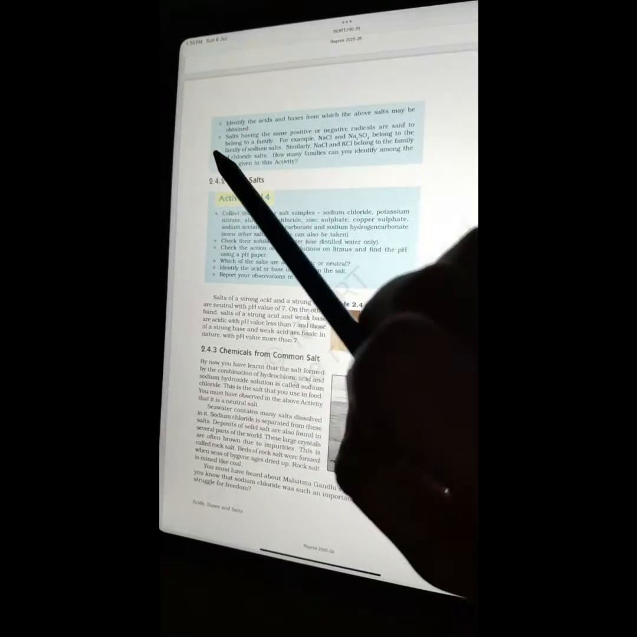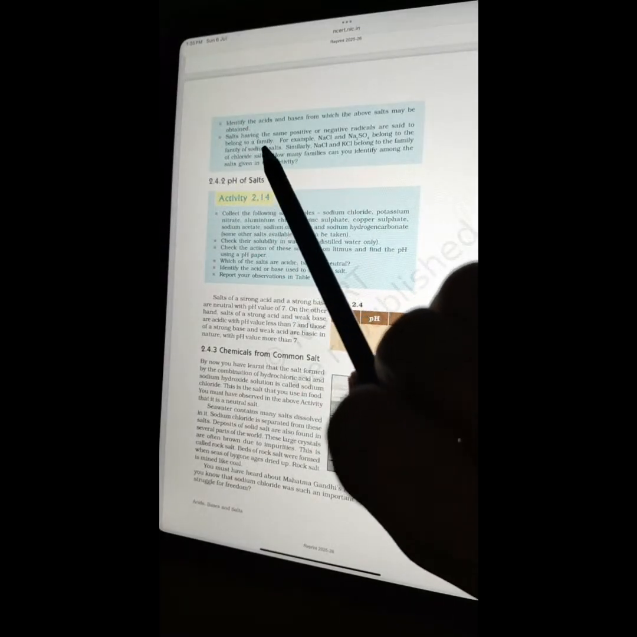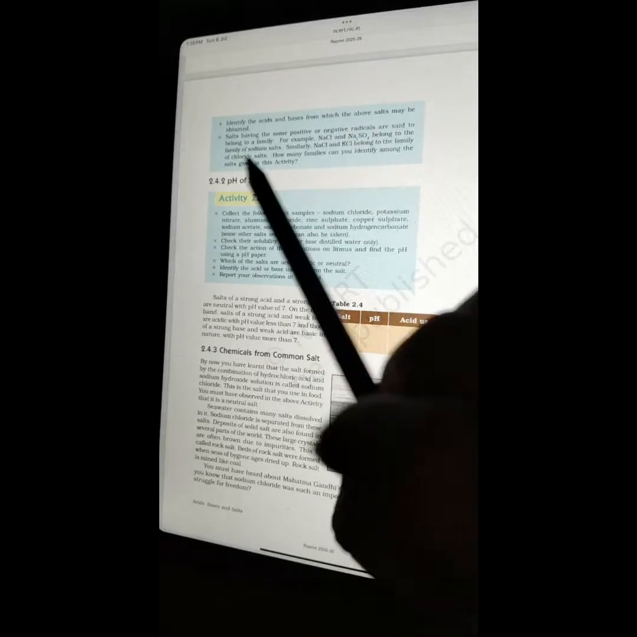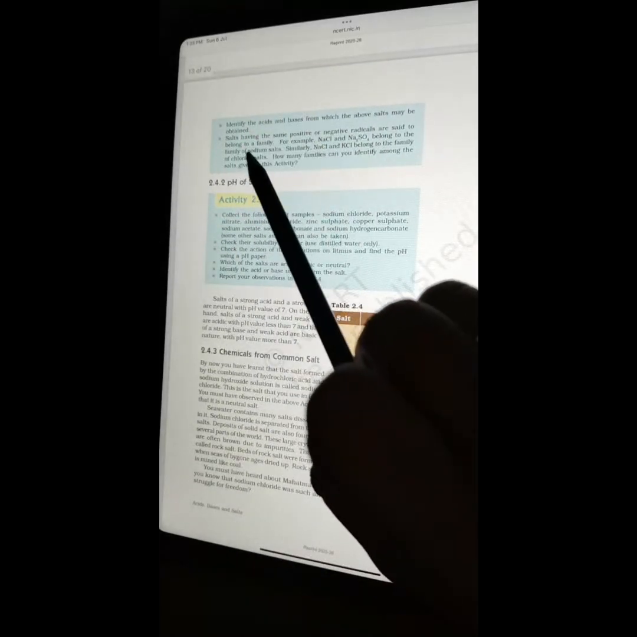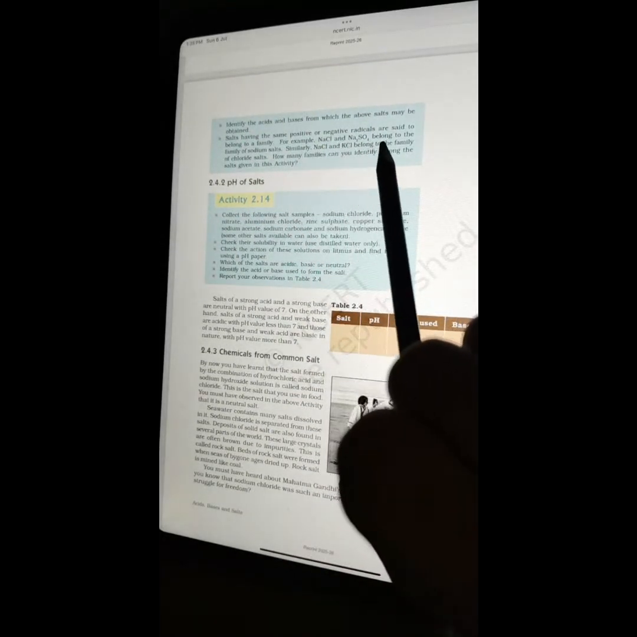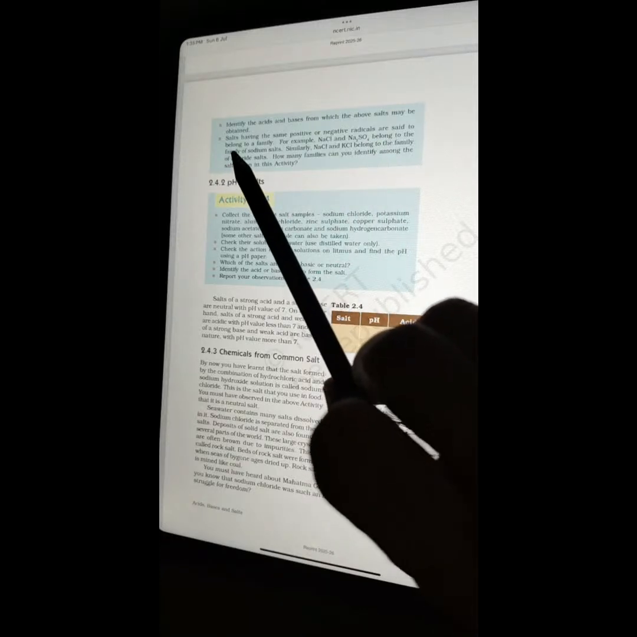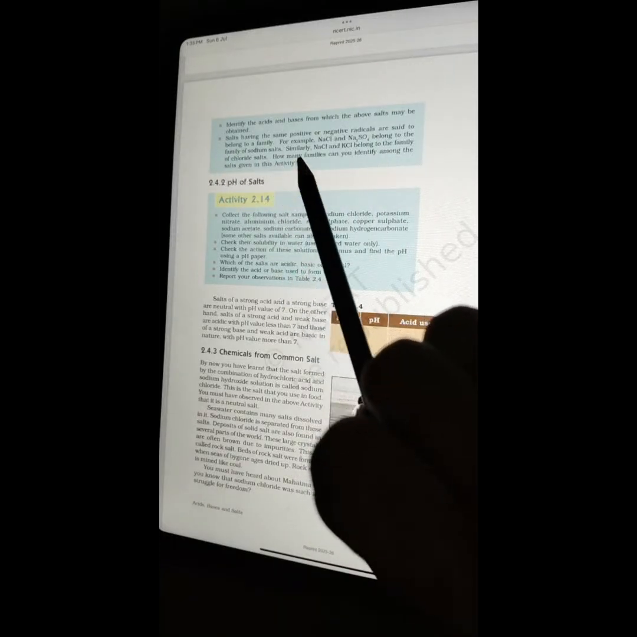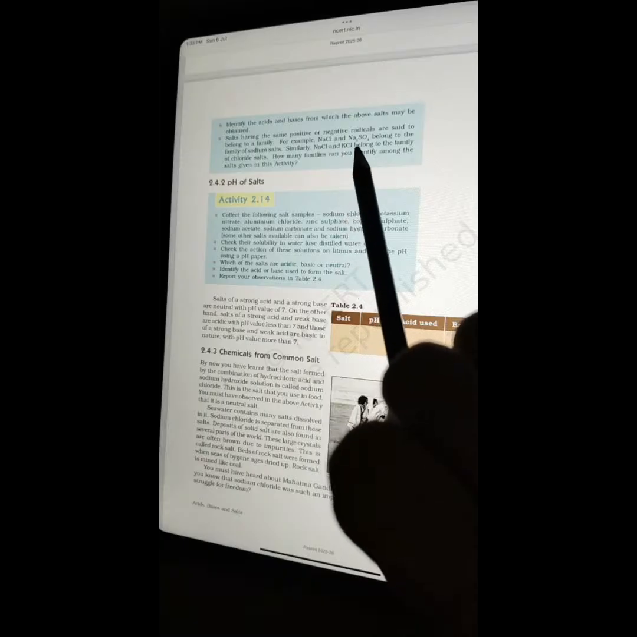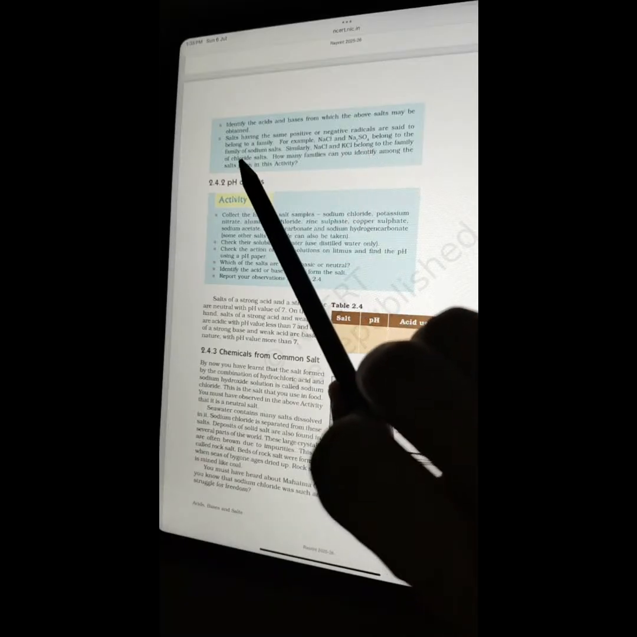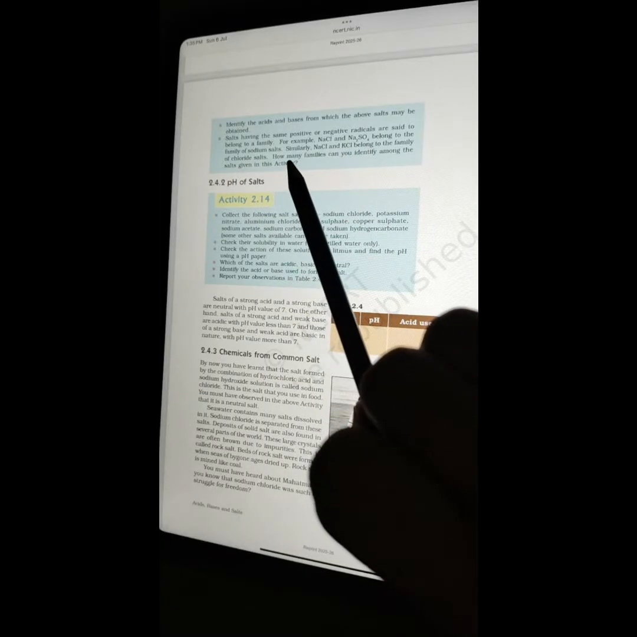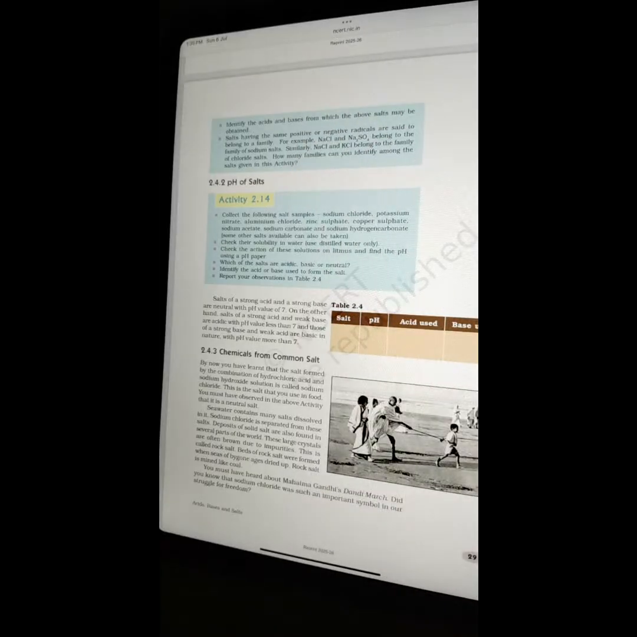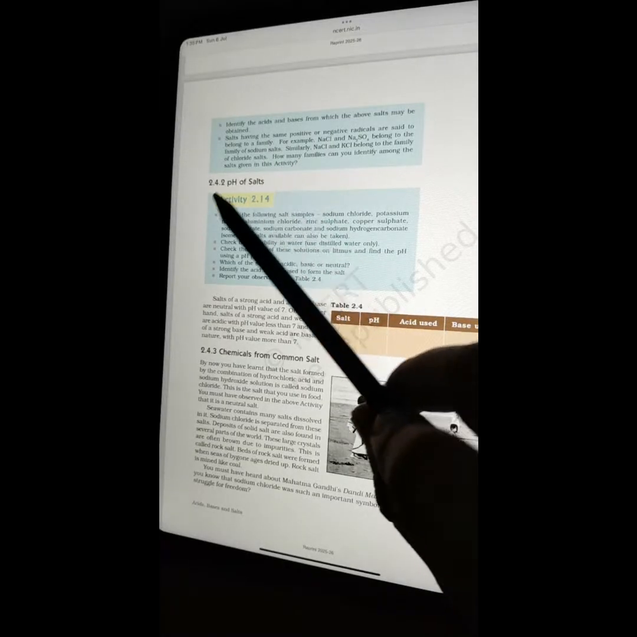So we are here on this page now. Identify the acids and bases from which the above salts may be obtained. Salts having the same positive or negative radicals are said to belong to a family. For example, NaCl and Na2SO4 belong to the family of sodium salts. Similarly, NaCl and KCl belong to the family of chloride salts. How many families can you identify among the salts given in this activity?